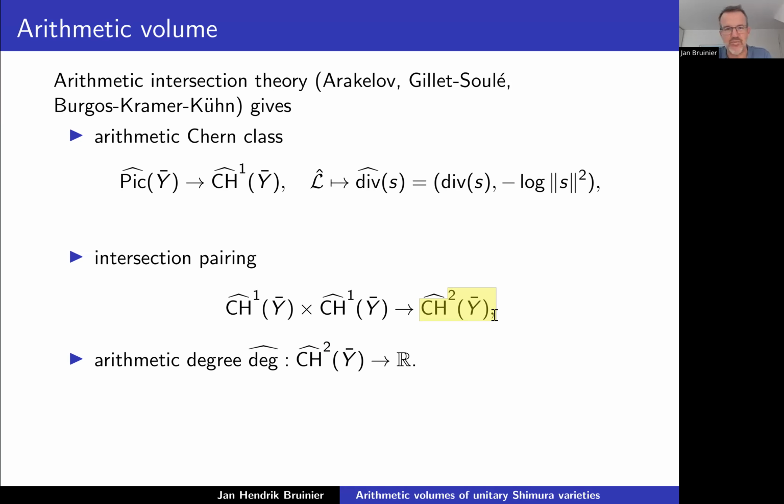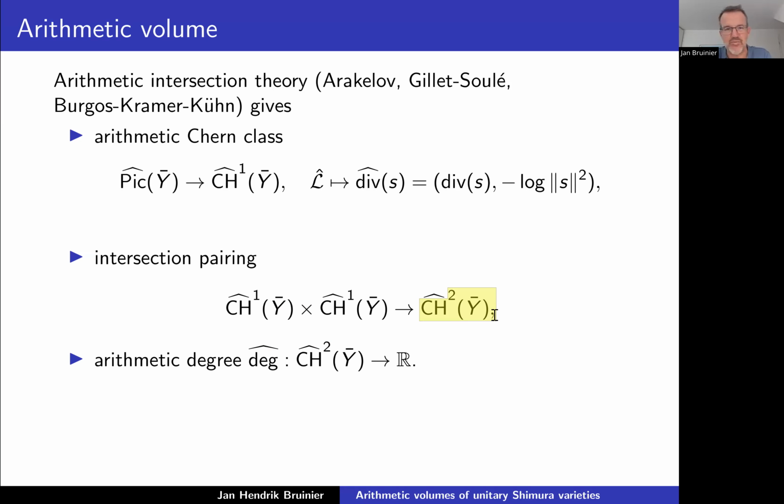In fact, we can take the arithmetic degree map and we get a real number. And we can now define the arithmetic volume of our Hodge bundle, or more generally, we could take any Hermitian line bundle. We just take the intersection product in this arithmetic Chow ring with itself in order to get to the top degree arithmetic Chow group, and then we take the arithmetic degree, and this gives a real number. And this is in some sense a natural invariant of the Hermitian line bundle. Okay, so the question is, what is this for the modular curve?